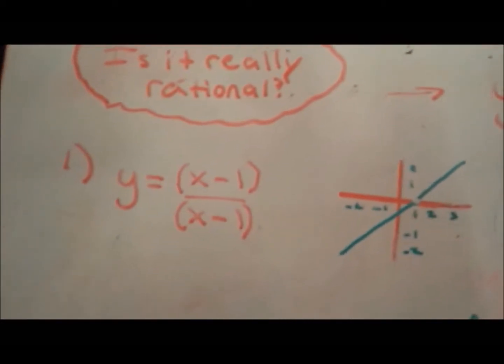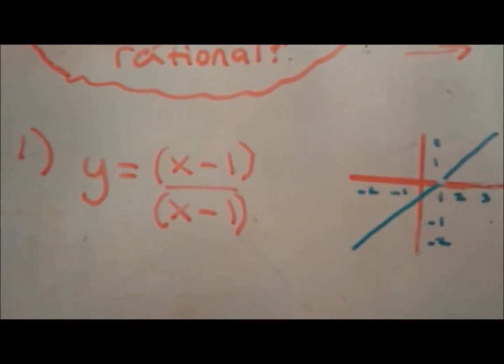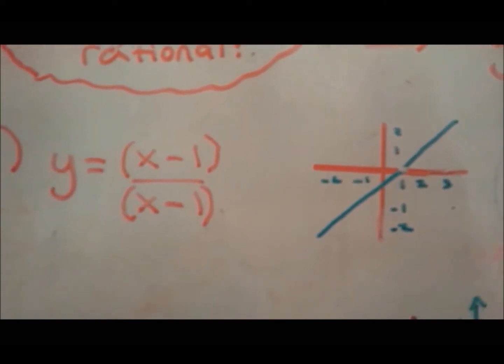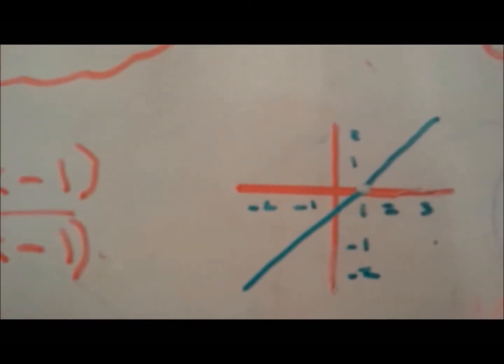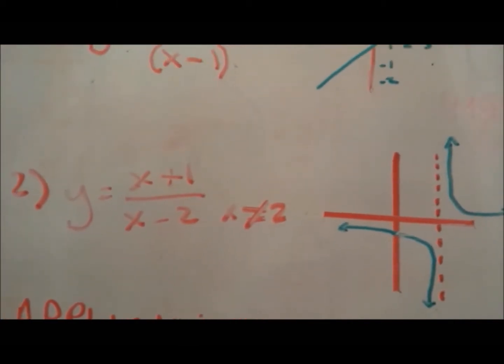The first one is when both the denominator and numerator contain a common factor. In this case, it was x minus 1, as you can see from the graph and the function. This created a hole at x equals 1. The second rule states, if you take a restriction on the bottom, this will be your vertical asymptote.